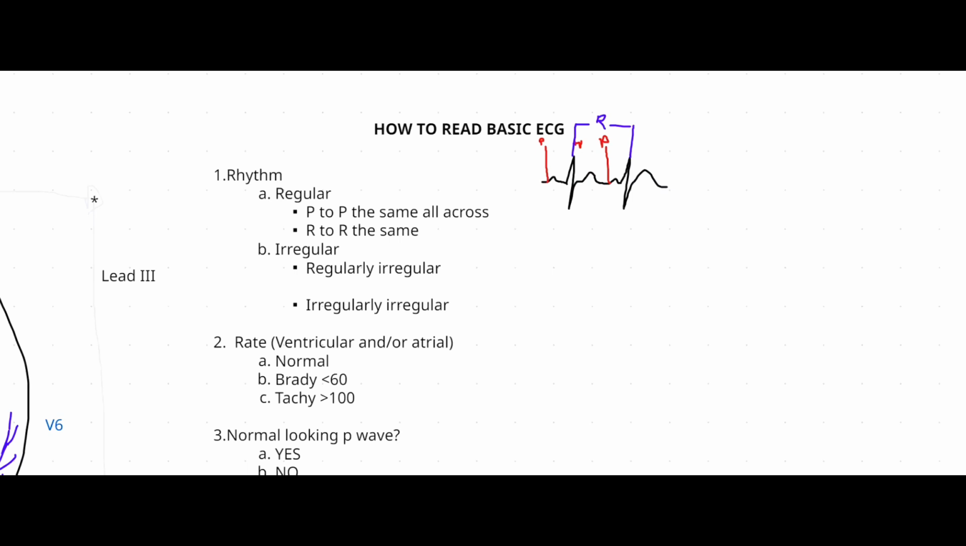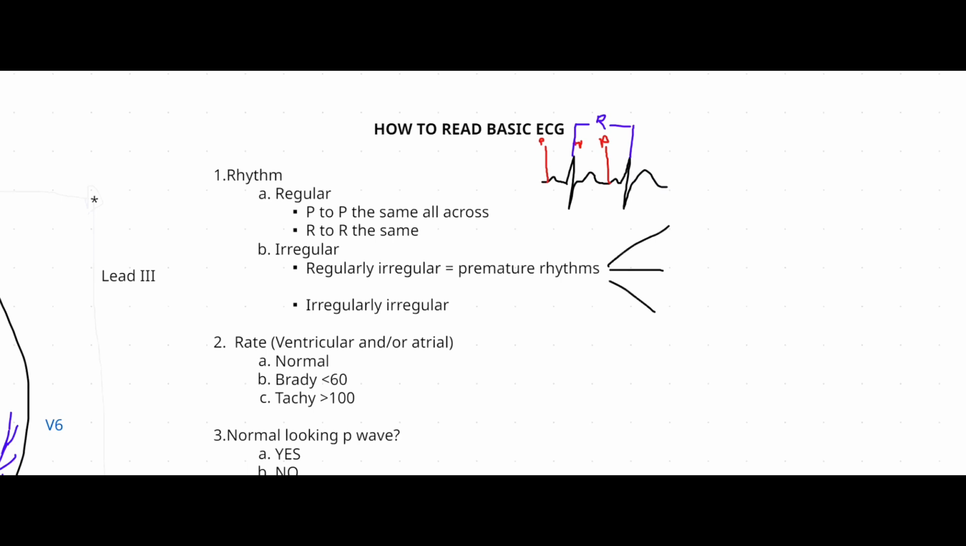Now, a regularly irregular rhythm, right. So when we say regularly irregular, it's regular, regular, regular, and then there's an irregular, okay? So commonly, these are your premature rhythms, okay? And how do they all differ?